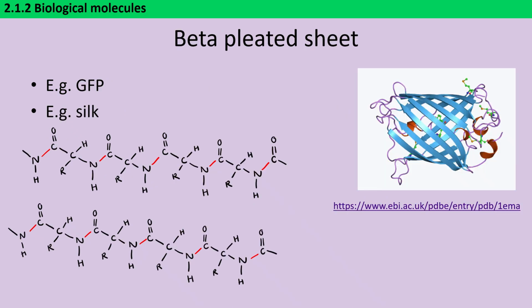The alternative to an alpha helix is a beta-pleated sheet, and we see this in lots of proteins like GFP, which is green fluorescent protein, and also in silk. So again, we're going to see this hydrogen bond form between the slightly positive hydrogen that's part of the amine terminal and the slightly negative oxygen that's part of the carboxyl terminal.